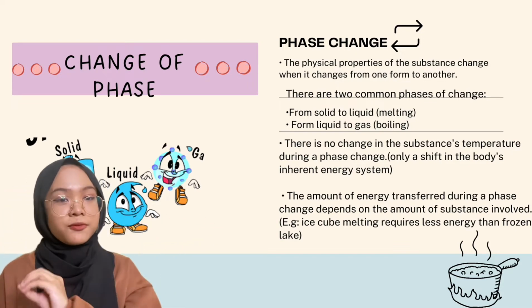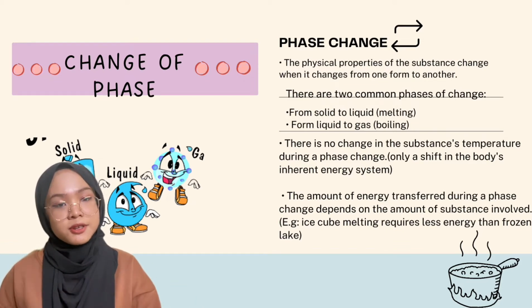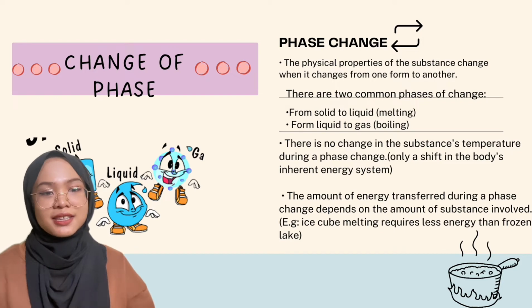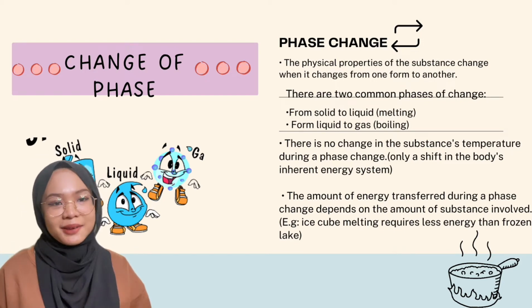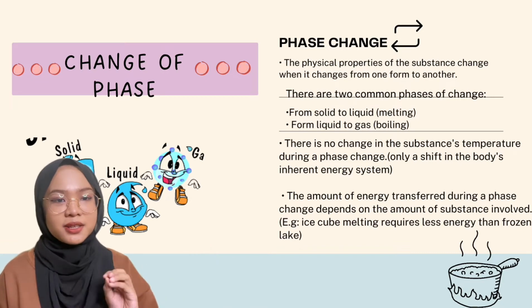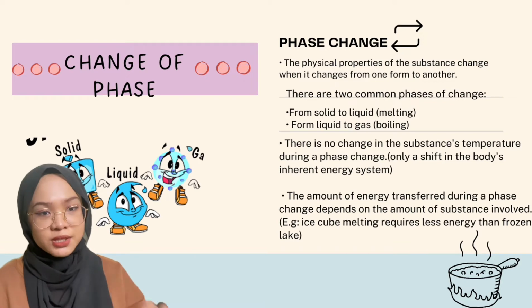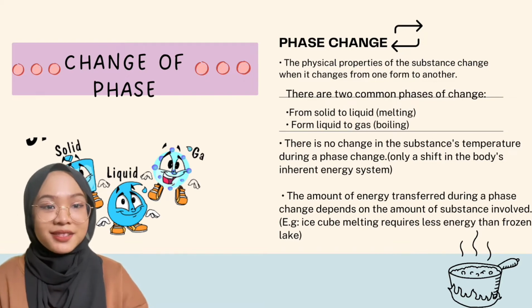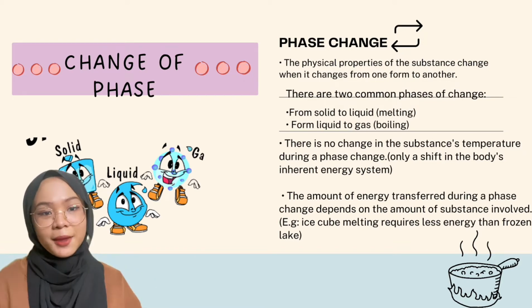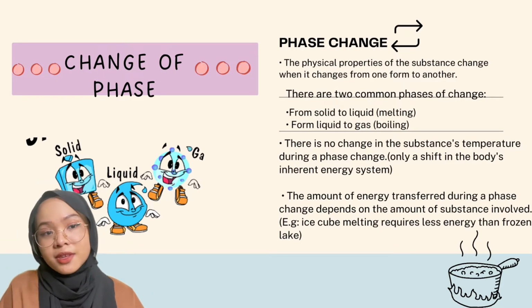Bear in mind that during phase change, there is no change in temperature. There is only a change in the internal energy of the system, and the amount of energy transferred during phase change depends on the amount of substance involved. For example, the melting of an ice cube takes less energy than the melting of a frozen lake, because an ice cube is very small compared to a frozen lake.